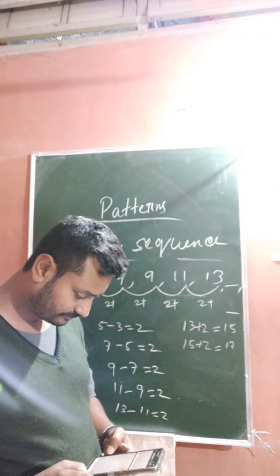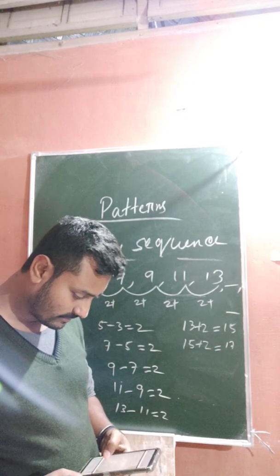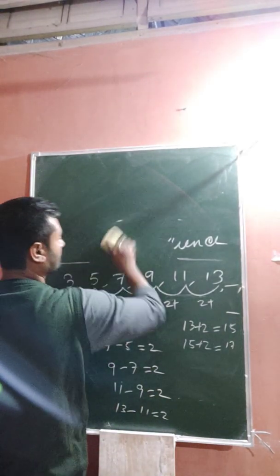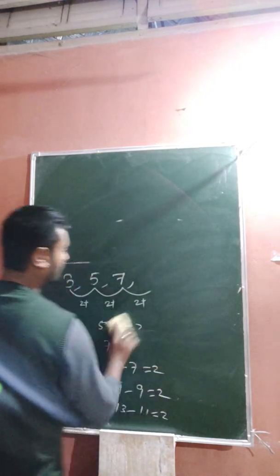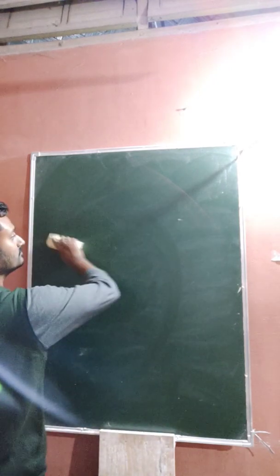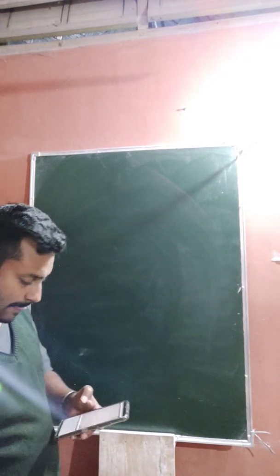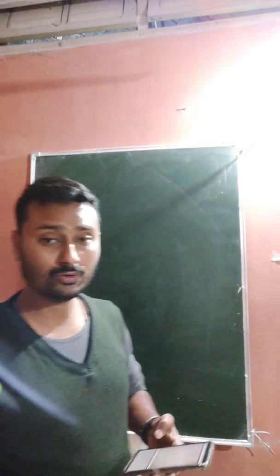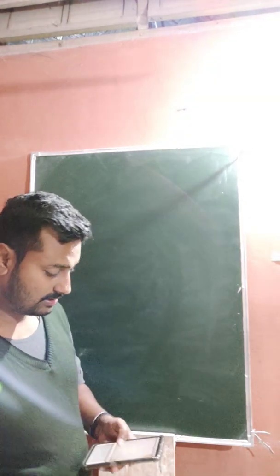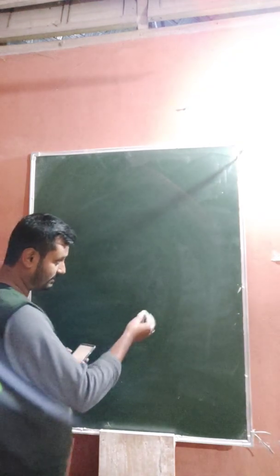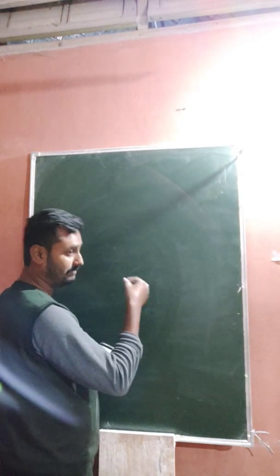Now come to the next part, that is square numbers. Look at this one, square numbers: the numbers 1, 4, 9. All of you, I think, know about square terms. In higher classes you will learn the meaning of square.